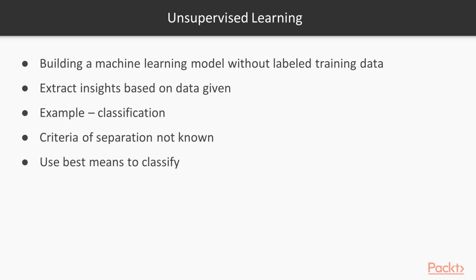Unsupervised learning refers to the process of building a machine learning model without relying on labeled training data. In some sense, it is the opposite of what we just discussed. Since there are no labels available, you need to extract insights based on just the data given to you. For example, let's say that we want to build a system where we have to separate a set of data points into multiple groups. The tricky thing here is that we don't know exactly what the criteria of separation should be. Hence, an unsupervised learning algorithm needs to separate the given dataset into a number of groups in the best way possible.